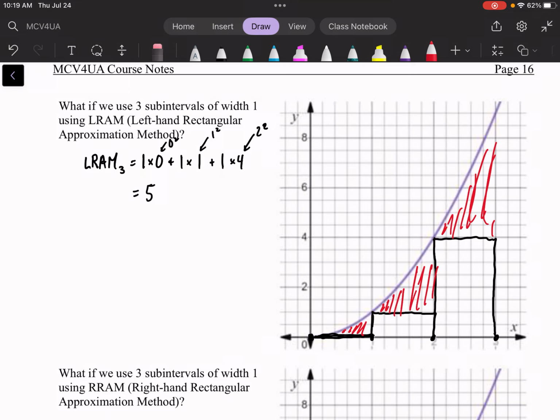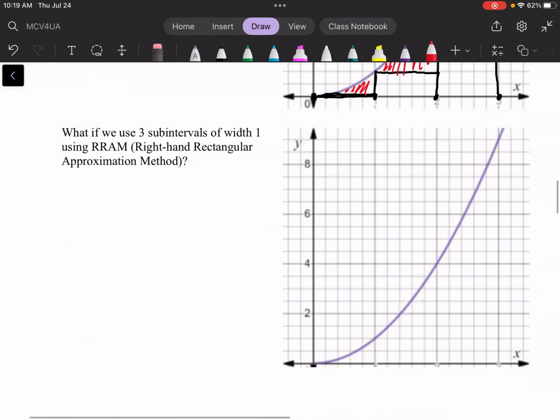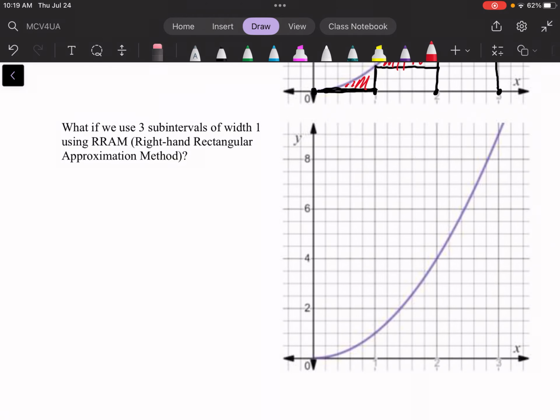We're missing a lot. So let's try the right rectangular approximation method. It's a similar idea, just this time we're using the right-hand points of each of our subintervals, and then we're creating rectangles based on those values. So the rectangles have that height. Here I'm drawing the rectangles.